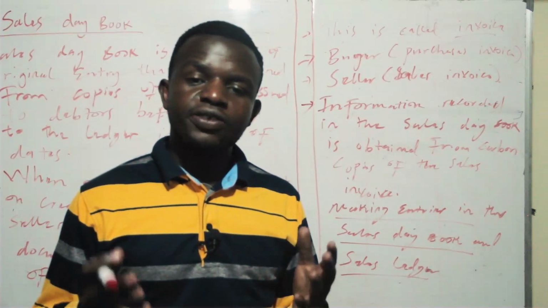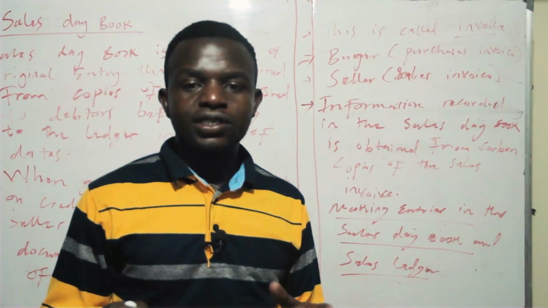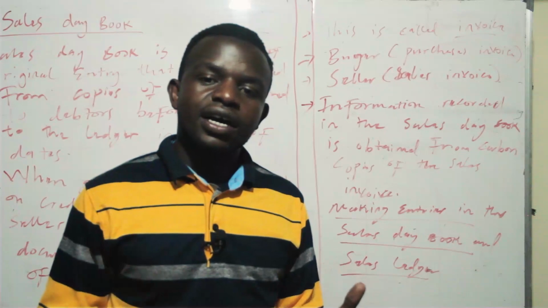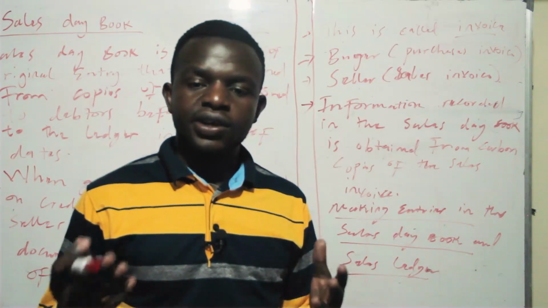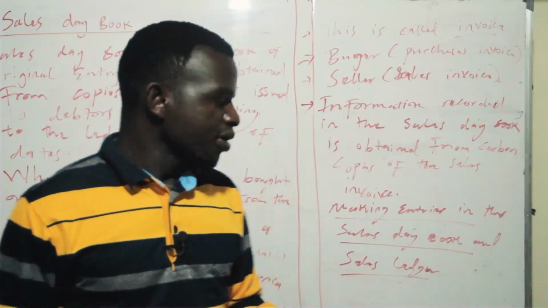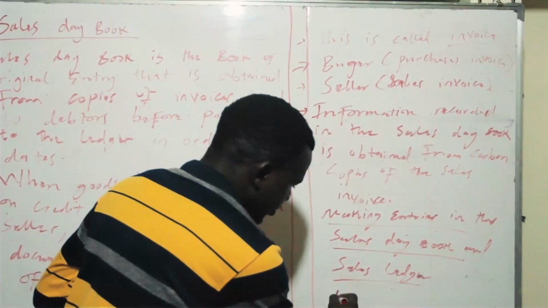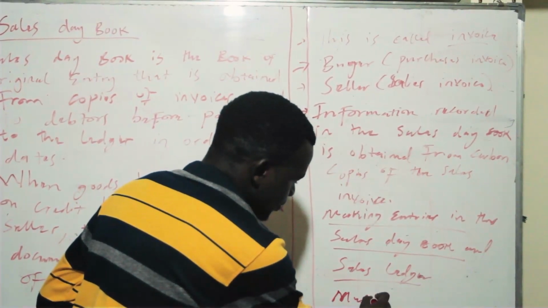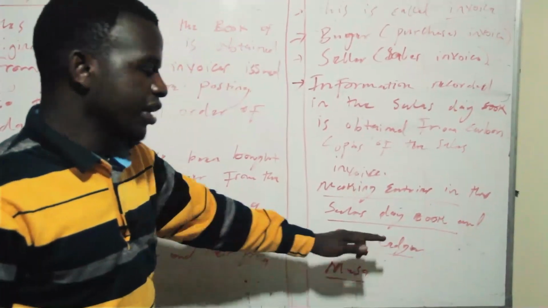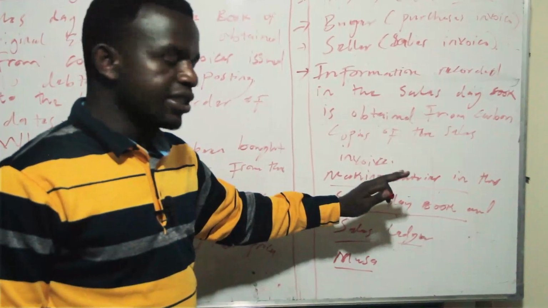The reason why they have to be debited is because the debtors will be receiving the goods, and those goods are not paid for, since we have said the sales day book records credit transactions. So I'll give an example. We have this company, and this company is owned by Musa. This is just a short example to give you clarity on why the personal accounts have to be debited.